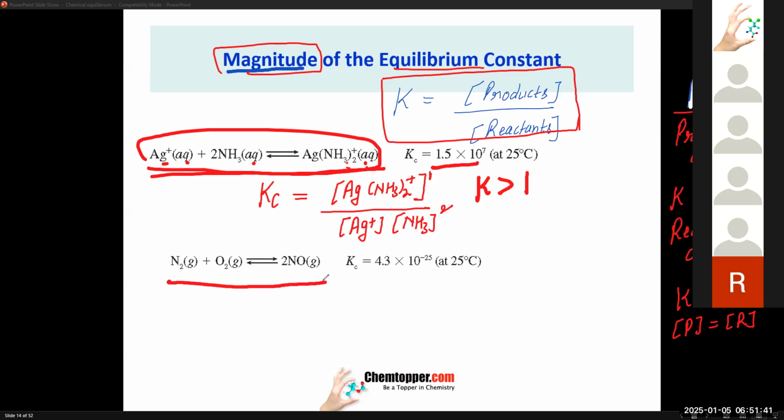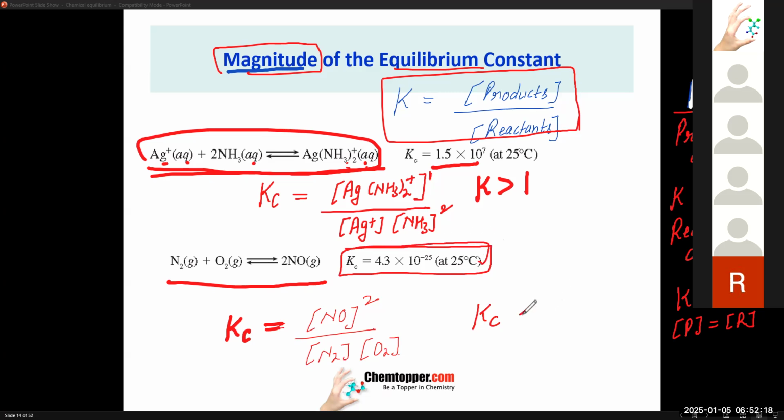Now look at this. Can you give me the Kc expression for this? I'm writing here on the whiteboard. You write in the chat or in your notebook and compare it. Okay, now this Kc is greater than 1 or less than 1? It is less than 1. So what is more here? Products are less, sorry. Reactants are more. N2 and O2 is very large. So reactants are favored.